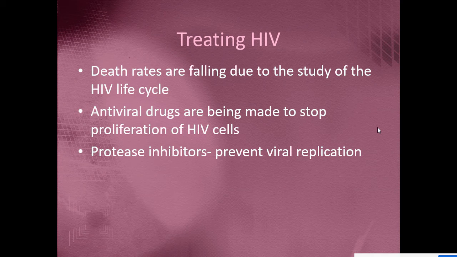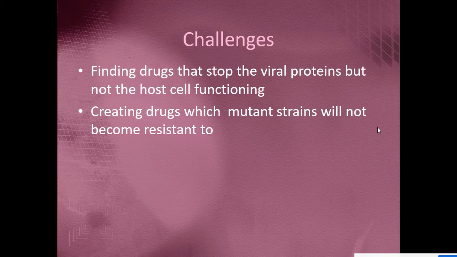The death rates are falling due to the study of the HIV life cycle. Antiviral drugs are being made to stop the proliferation of HIV cells, which means that those cells are not replicating. Protease inhibitors are going to prevent viral replication. A couple challenges are finding drugs that stop viral proteins but not the host function of the cell, and creating drugs which mutant strains will not become resistant to. It's a constant battle.